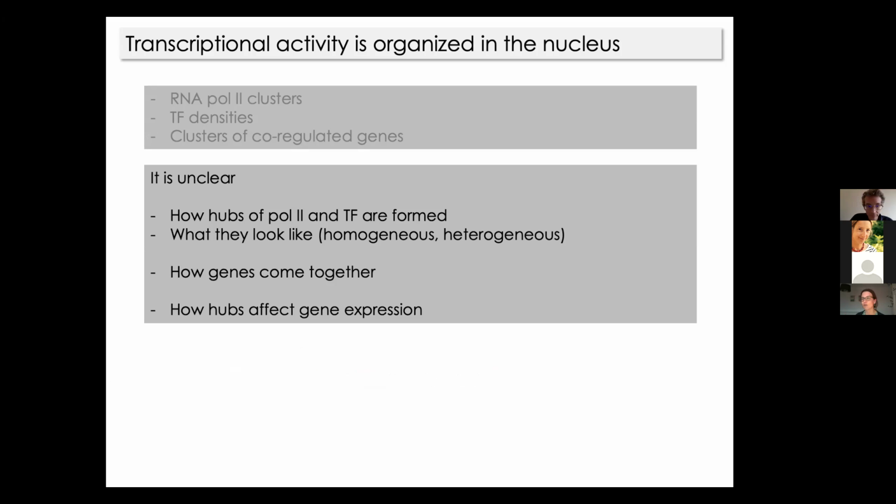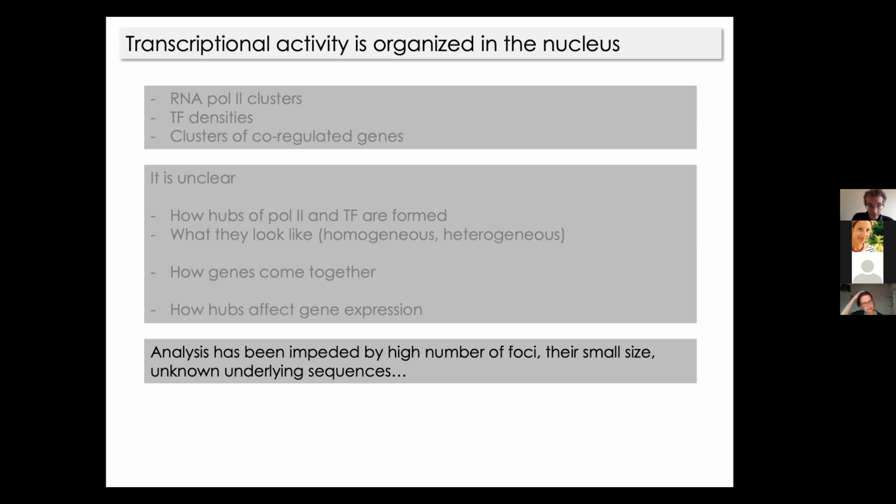Okay. So this is super interesting and people are starting to think about this a lot, but it's completely unclear how such hubs of POL2 and transcription factors are formed or what they look like if you would really zoom into them, how genes would come together, do they really move through the nucleus to come to one transcription pocket to be transcribed, and finally, and potentially most importantly, how does it affect gene expression? Is it important at all?